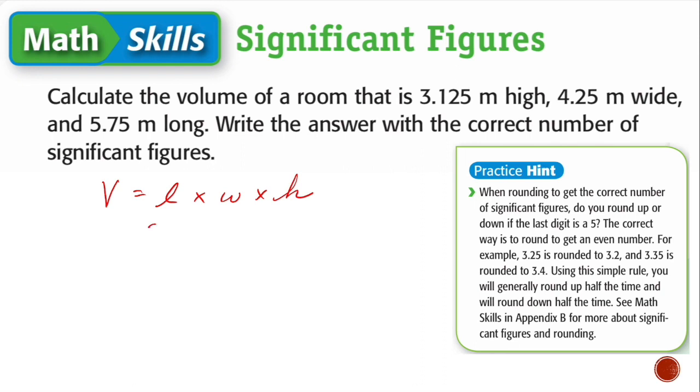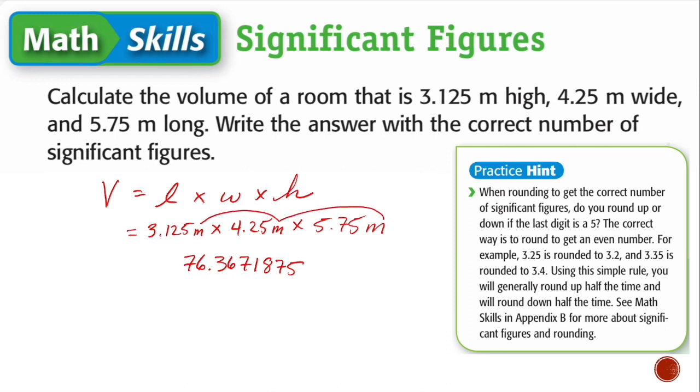So let's plug in our numbers. 3.125 times 4.25 times 5.75. Okay, the first step that we do is we punch these numbers into our calculator and we get a big calculator answer. So when we do this, we get 76.3671875. And to put a label on it, a meter times a meter times a meter is a meter cubed.